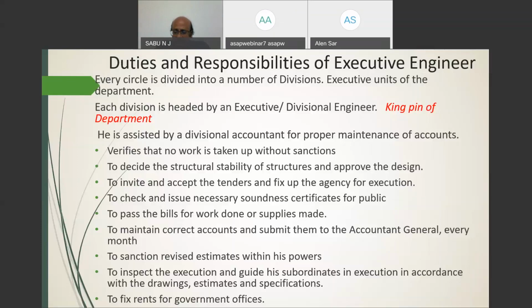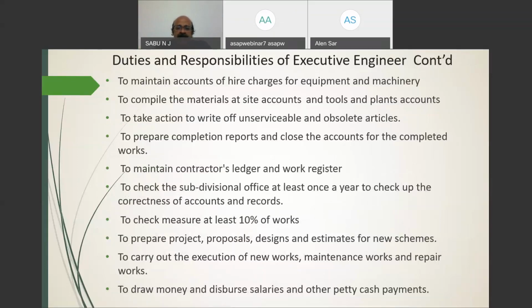Okay, these are the main duties. I will give you the PPT, so you can easily understand what the points of the duties or responsibilities of the engineer are.